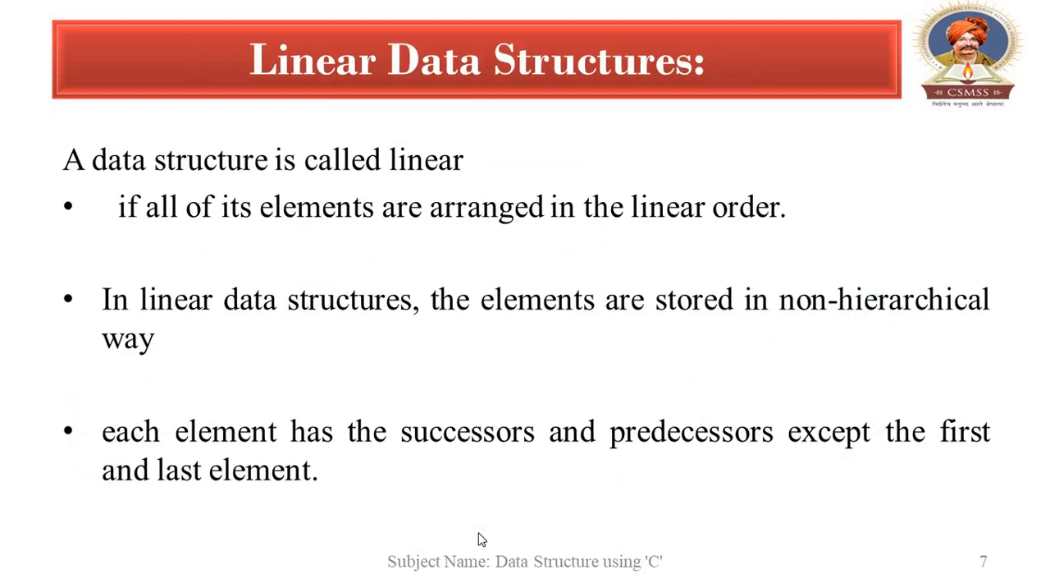So first we will see the linear data structure. A data structure is called linear if all of its elements are arranged in linear order. It means in a linear data structure, the elements are stored in a non-hierarchical way. Each element has a successor and a predecessor except the first and last element.